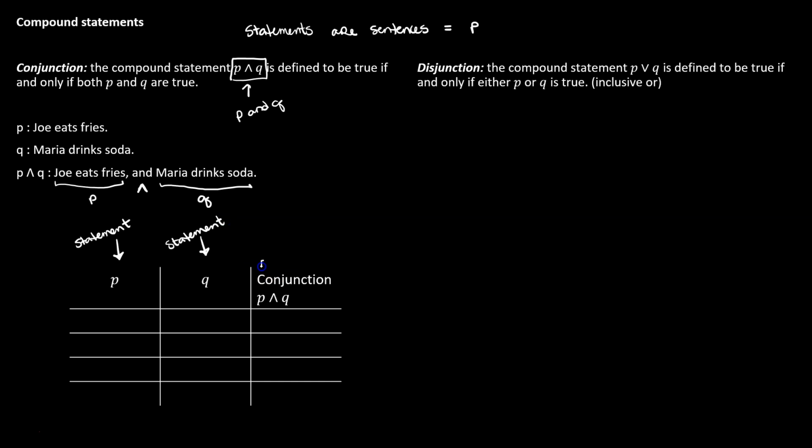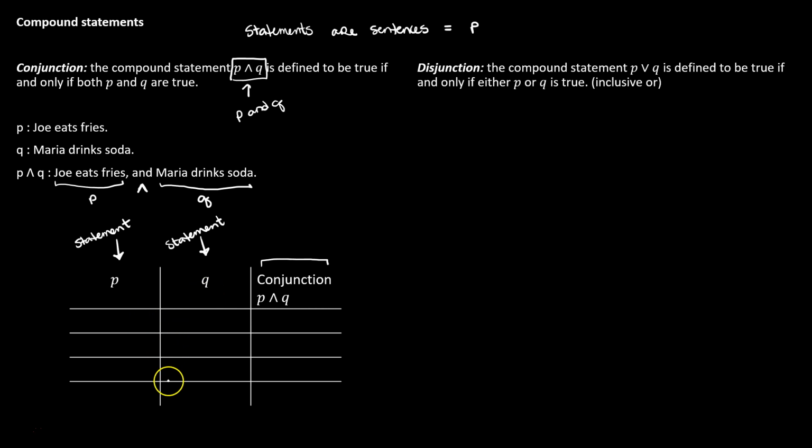And then you probably should have a column for the thing that you're trying to find the value of. So we have a conjunction column. We're going to start with a blank table and we're going to fill it in together. The statement P is either true or false. The same for the statement Q.